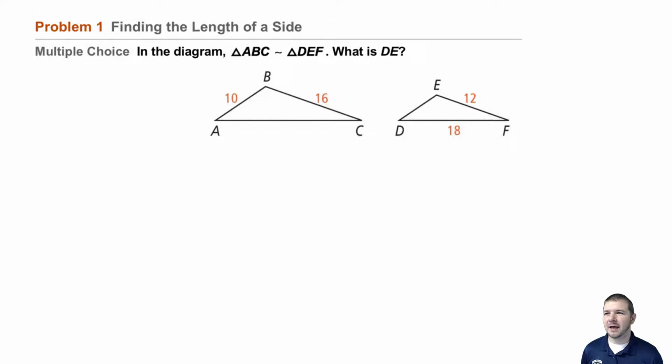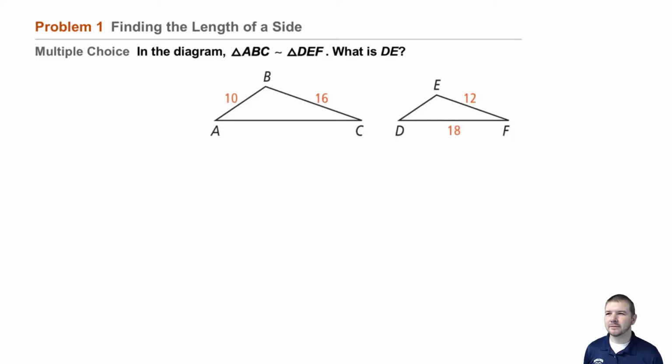Consider the triangles ABC and DEF here, and the side lengths shown. Side length AB is 10, BC is 16. Corresponding to AB is DE, that's unknown. Corresponding to BC is EF, and EF has a length of 12. And corresponding to AC, our unknown side length from the larger triangle, is DF with a length of 18 in the smaller triangle.